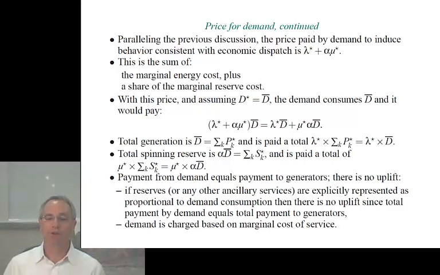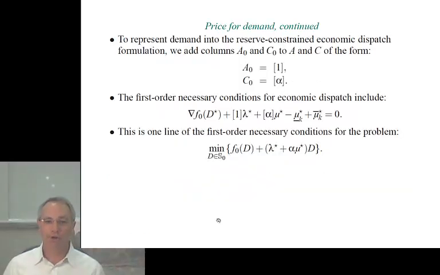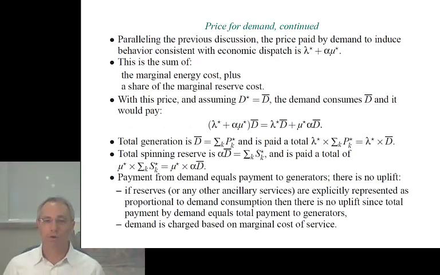So paralleling the previous discussion, the price to align the demand, to induce it to have behavior consistent with economic dispatch, would be this coefficient here of D. In other words, they need to be charged lambda star plus alpha mu star. This is the sum of a marginal energy cost plus a share of the marginal reserve cost. So for example, if we fully dispatch the demand, if D star is equal to D overline, then the demand consumes D overline of power, and it will pay lambda star plus alpha mu star times D overline, which is equal to lambda star D overline plus mu star alpha D overline.